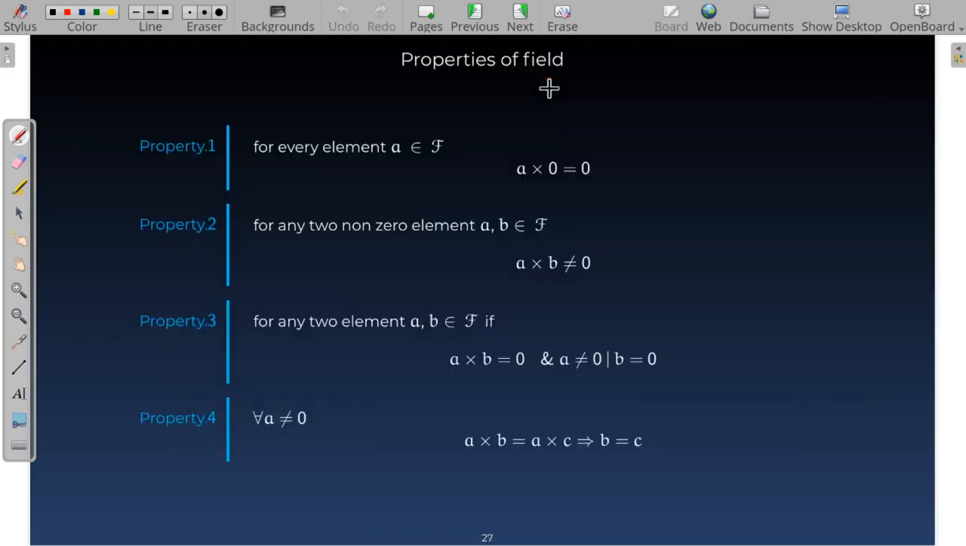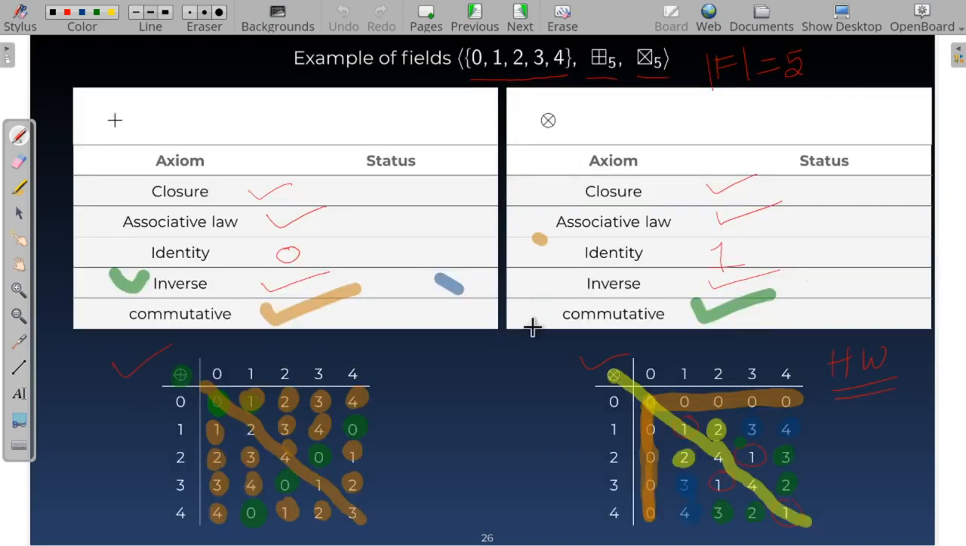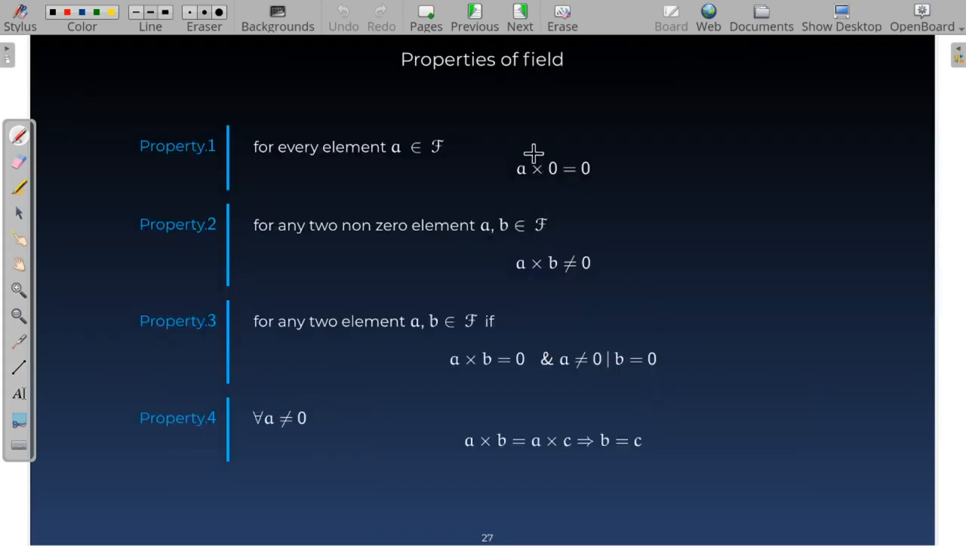Now next we are going to discuss certain properties of a field. So property number 1 is that for every element a in F, a times 0 must be equal to 0. I had already written in the Cayley table that 0 times 0 is 0, 1 times 0 is 0, but we have to prove that this is actually true.